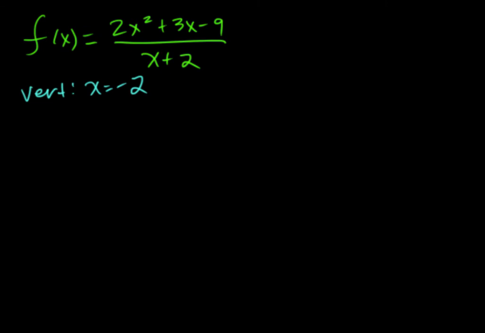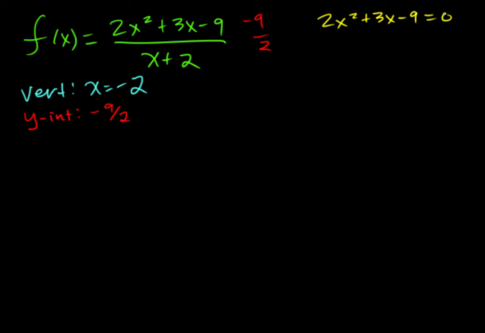Okay, we want to find the axis intercepts. So to find the y-intercept, we plug in 0 for everything. So 0, 0 gives us a -9, 0 over 2, and so -9 halves would be our y-intercept.